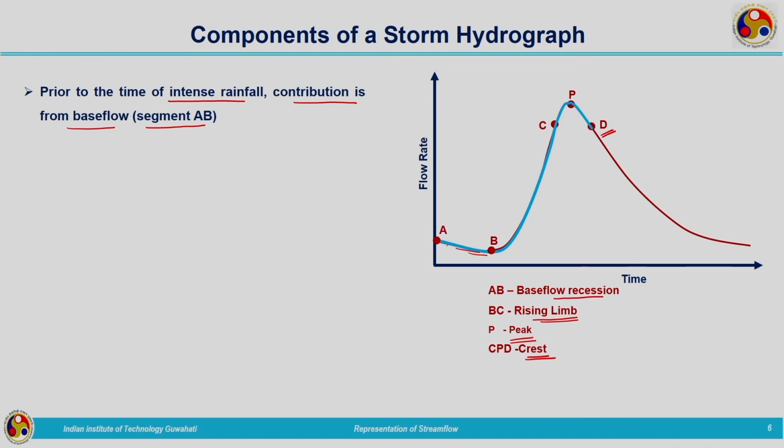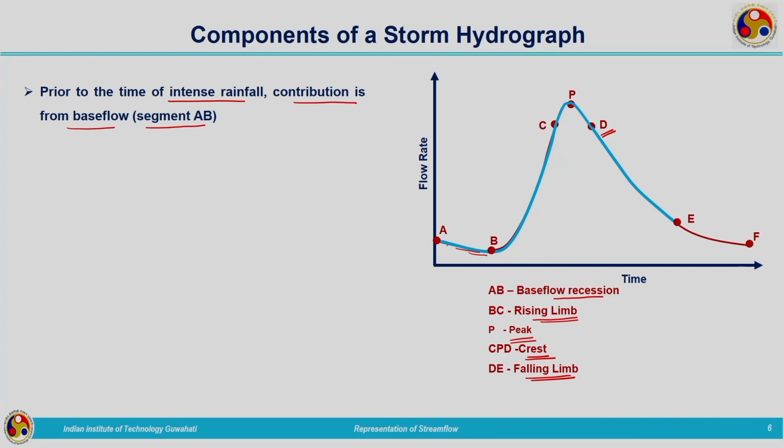Since the peak value is consisting of the contribution from different areas of the watershed, it may be having certain spikes or fluctuations present. So, that part is represented by the crest, and the peak point from that is chosen as the hydrograph peak. So, CPD is representing the crest, and from D the recession in the flow is taking place, that is representing the falling limb. DE is representing the falling limb, that is there is a recession in the flow taking place.